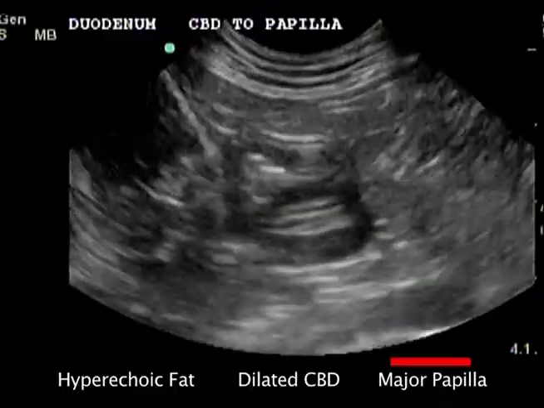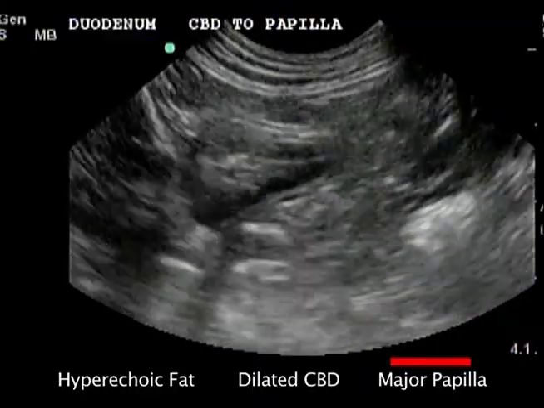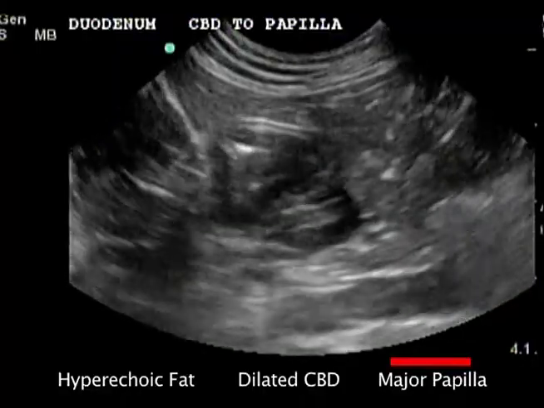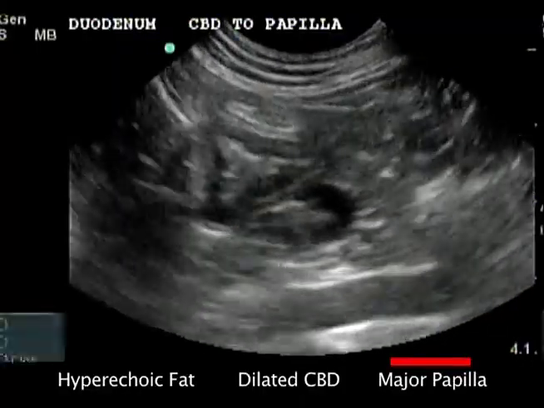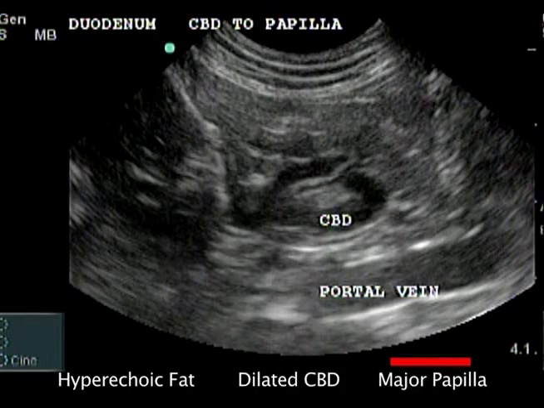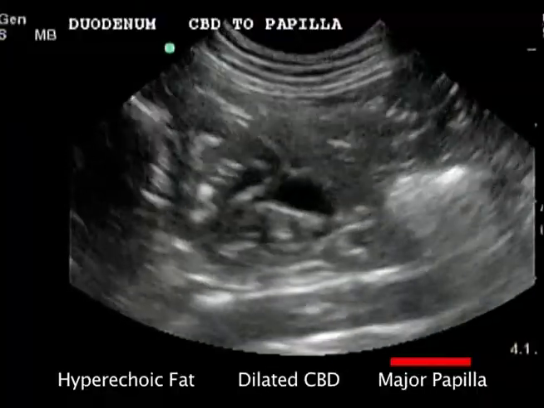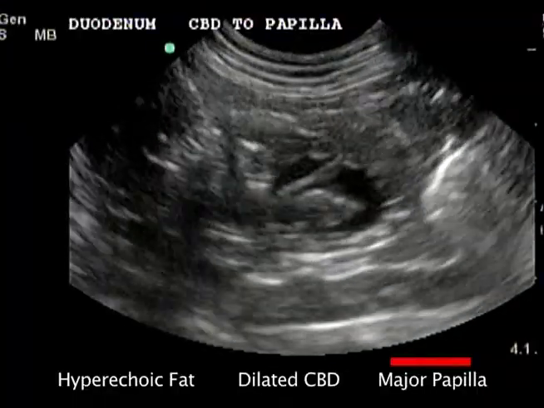In this video, the dilated anechoic common bile duct curls ventrally to connect to the duodenum. The common bile duct is ventral to the extrahepatic portal vein. Color flow Doppler shows color in the portal vein, but not in the common bile duct.